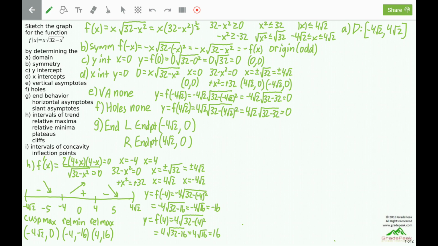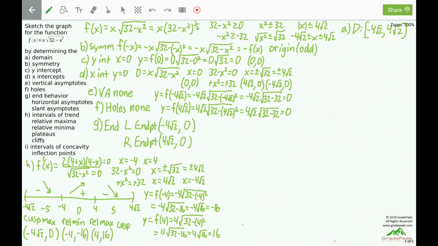Right at the critical number of x equals +4 square roots of 2, that was also a critical number, and it's the right endpoint. We have no graph to the right of it, but to the left of it, it is decreasing. So x equals +4 square roots of 2 will be a relative minimum. But because it came from the denominator, it will not be a normal relative minimum. It will be a relative cusp minimum.